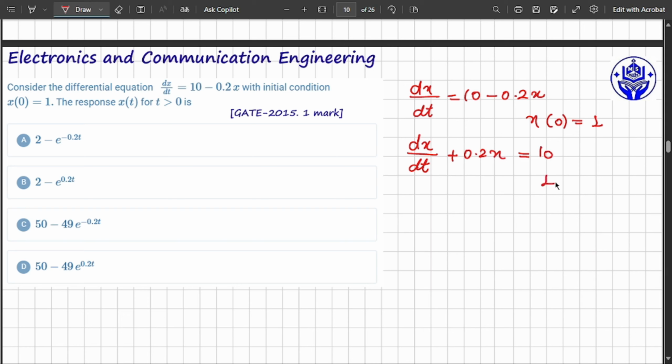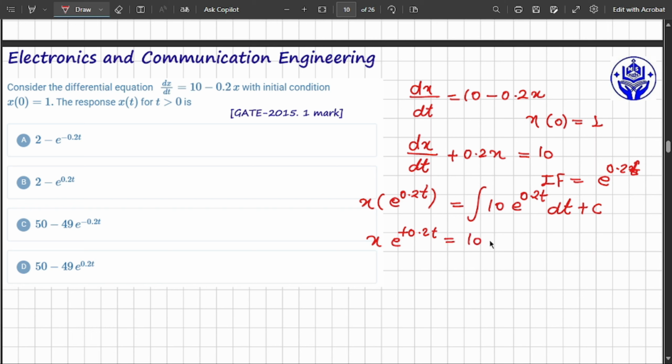So I'm going to find the integrating factor. The integrating factor is nothing but e to the power of 0.2t. This will be the t, not x. So it is the integrating factor. So x into the integrating factor e to the power of 0.2t equals the integration of the right hand side, that is 10 times the integrating factor e to the power of 0.2t dt plus c. So it is nothing but x e to the power of 0.2t equals e to the power of 0.2t divided by 0.2.